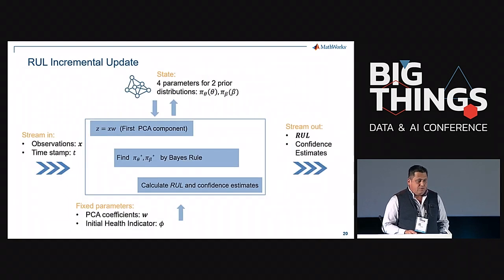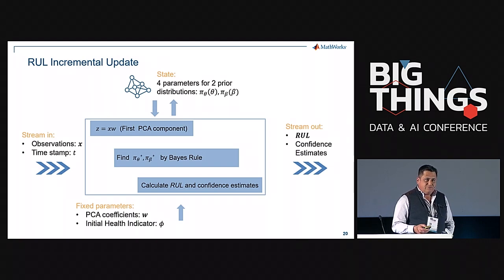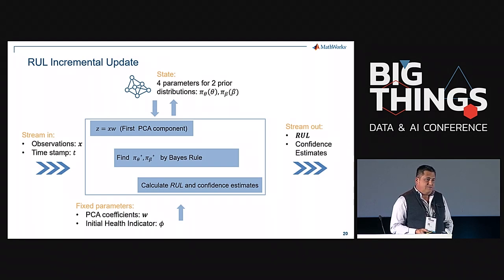This is what I'm going to hand over to Peter. I have a streaming function. In this case, I take the observations, but also the timestamp, because I need it for the curve regression. And I spit out the remaining useful life and my confidence estimates. In this case, I only need to keep four parameters in my state, which are the two parameters of the two prior distributions for the parameters of the curve.